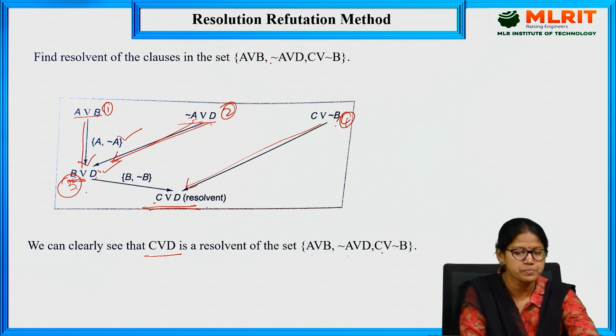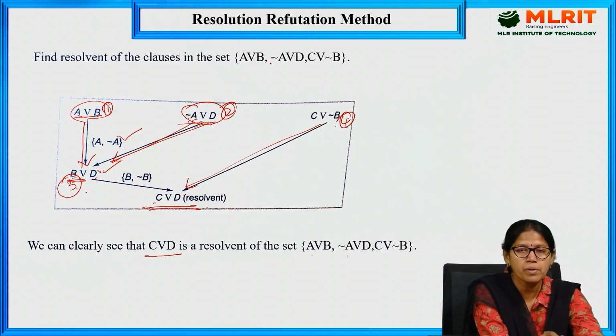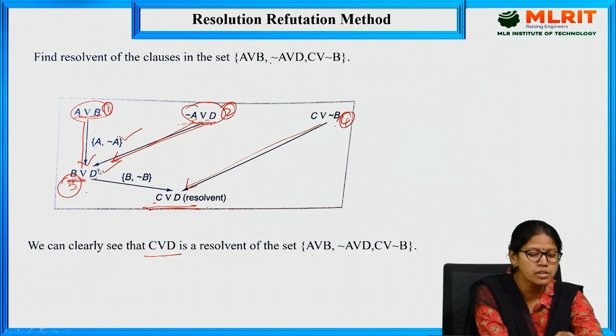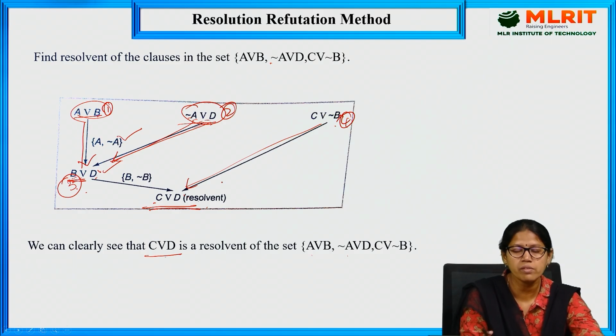So we can see that C or D is the resolvent of the set A or B, negation A or D, C or negation B. Take two classes, eliminate the complementary pair, and write the new class. From the new class, take the existing one and the new one, compare the two, eliminate the complementary pair, and write the new class. The last one left is called the resolvent.